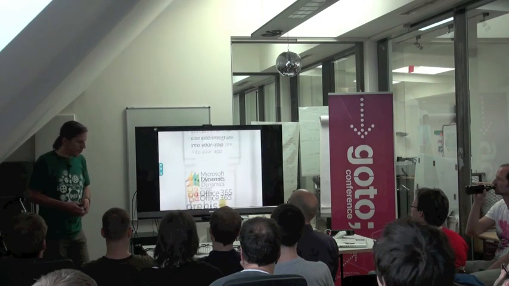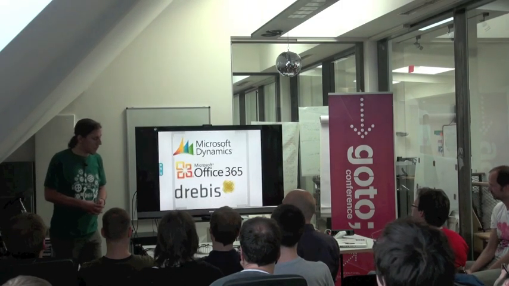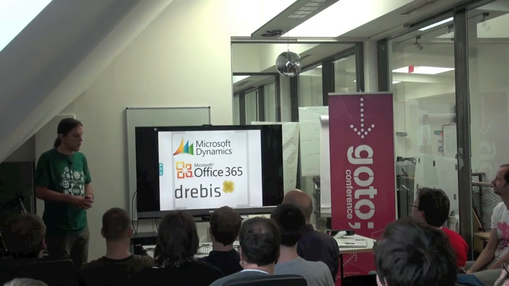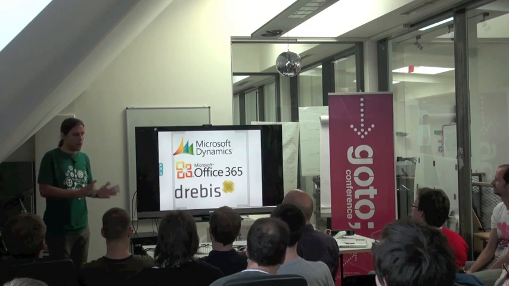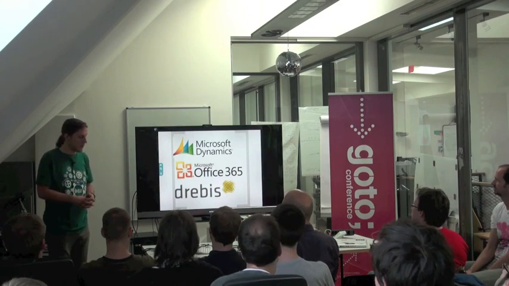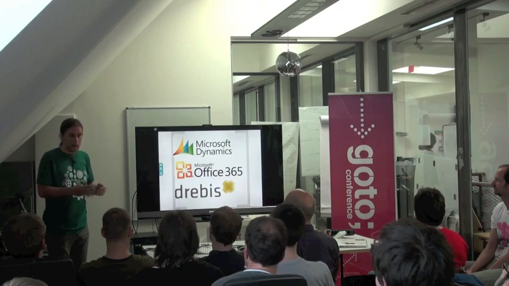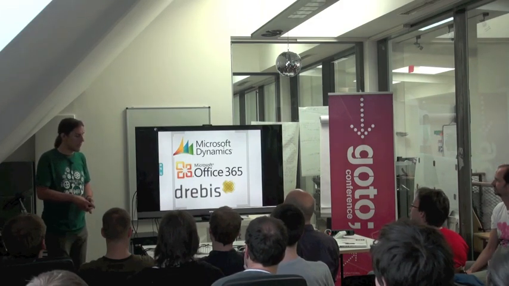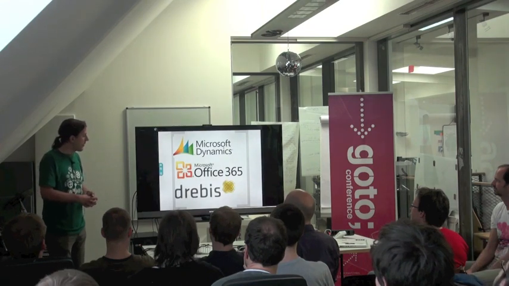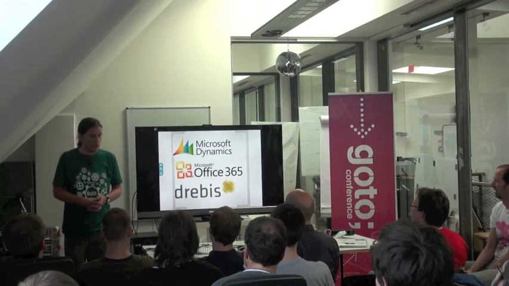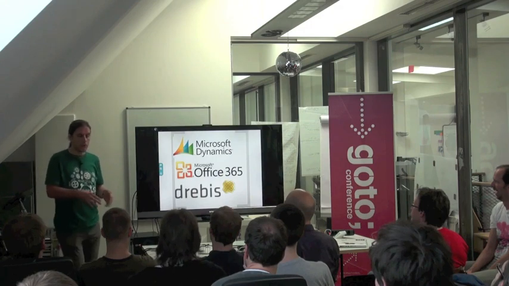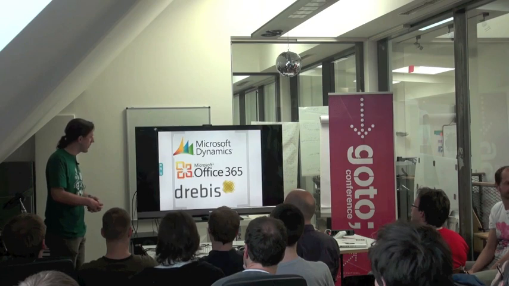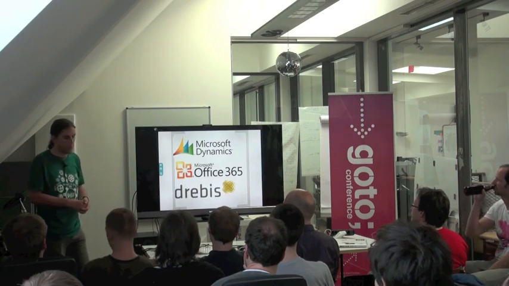So examples. There is the Microsoft Dynamics suite, which is a CRM system, customer relationship management system, that we are also using for several customers. That is obviously something that you want to customize and provide additional services on. So that's an example. There is Microsoft Office 365, which is the Office running in the cloud. And there is another example that I think is quite interesting. It's actually one of our products.